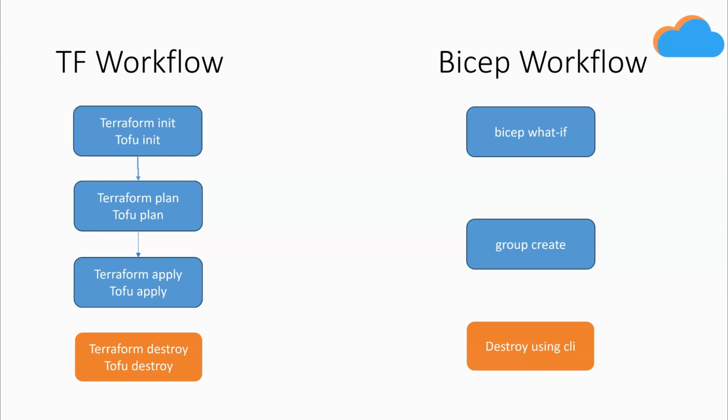And another thing you'll see the difference is the Azure Bicep doesn't have a clear cut destroy command. So what you do instead is simply use Azure CLI, az, to delete that resource. It's pretty straightforward and simple. So that is the quick comparison.